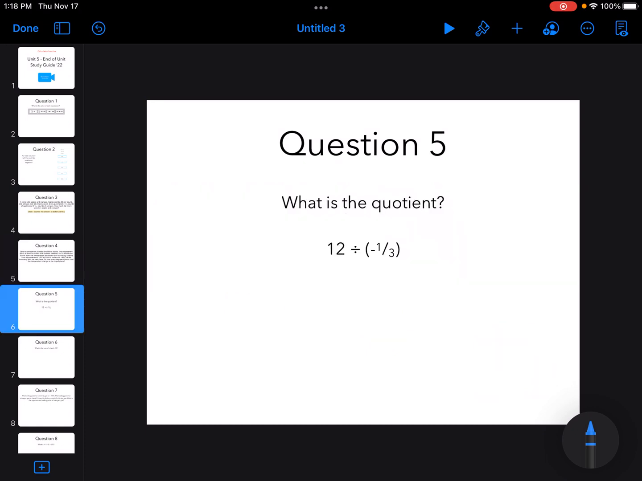Number 5, 12 divided by negative 1/3. Well, I know right off the bat my answer is going to be negative. So 12 over 1 times 3 over 1. So I get negative 36.